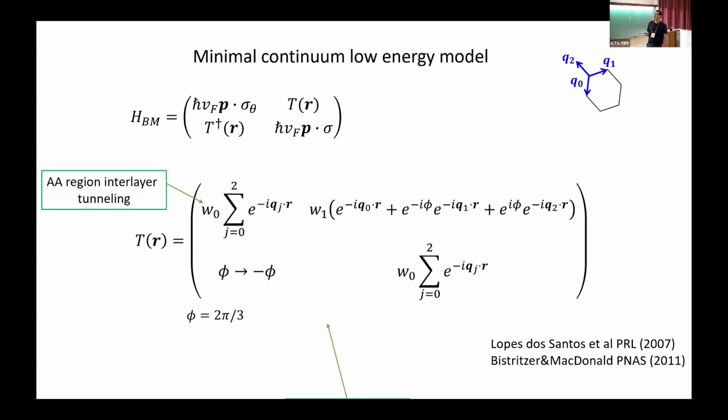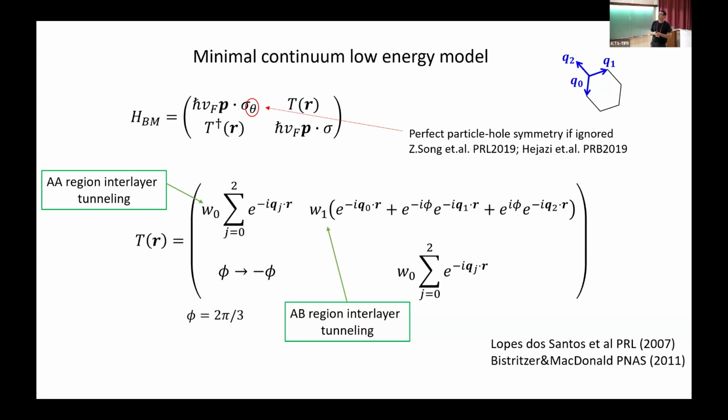So this Hamiltonian has some important symmetries, and one of those symmetries is there if you ignore this small twist angle in the Pauli matrix rotation.